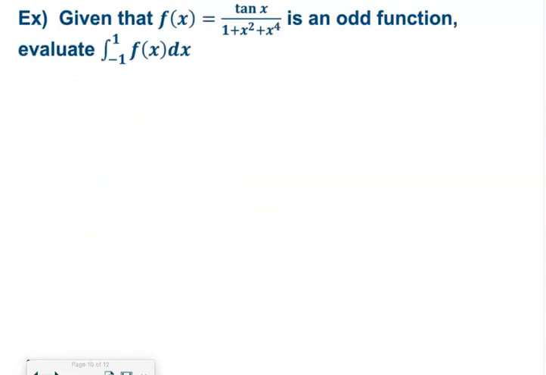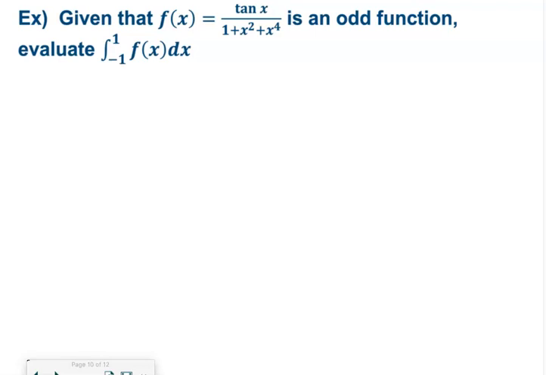Okay, last one. Tangent over 1 plus x squared plus x to the 4th, they're telling you it's odd. There's a whole thing that you can investigate, not now, about odd times odd and even times even and even times odd and even divided by odd and odd divided by even. Which one is it? Is it even? Is it odd? So anyway, this one's odd.